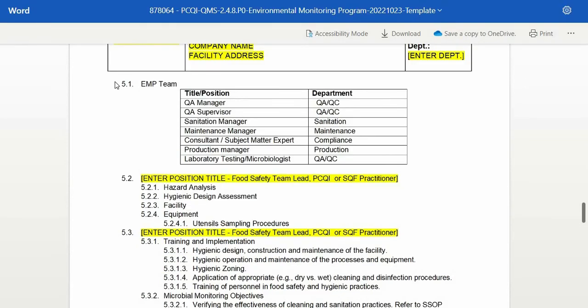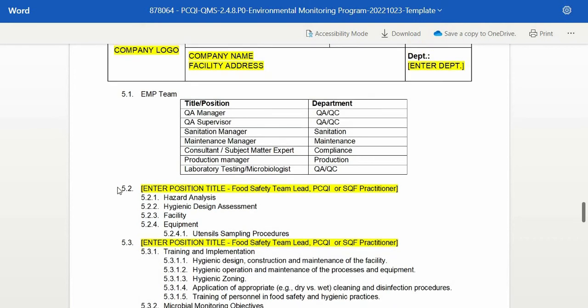The EMP team might consist of the QA manager and supervisor from the QA or QC department, the sanitation manager from the sanitation department, maintenance manager from the maintenance department, consultant or subject matter expert from the compliance department, production manager from the production department, and the laboratory testing or microbiologist from the QA or QC department. For the food safety team lead, the PCQI or SQF practitioner: hazard analysis, hygienic design assessment, facility, equipment, then utensil sampling procedures.